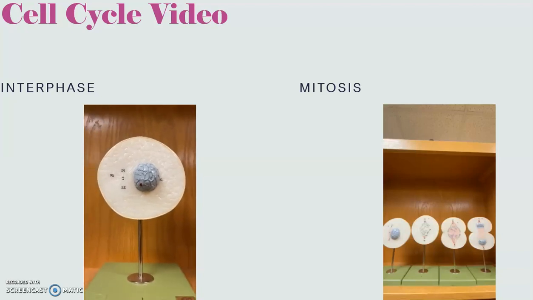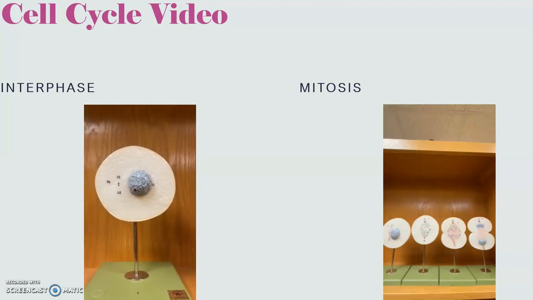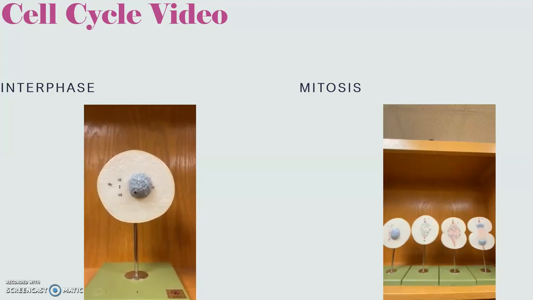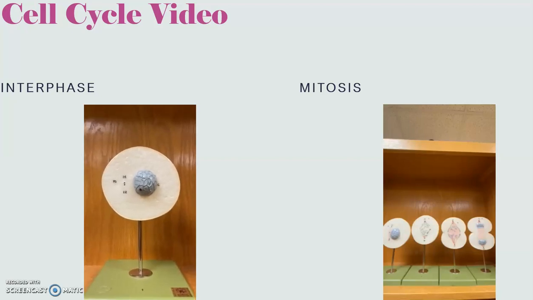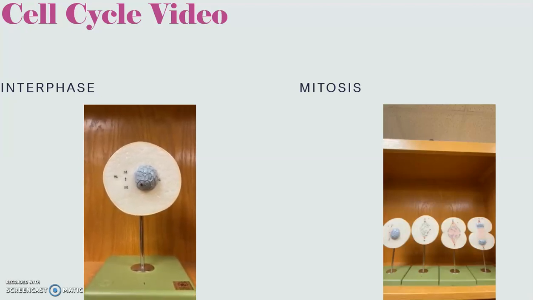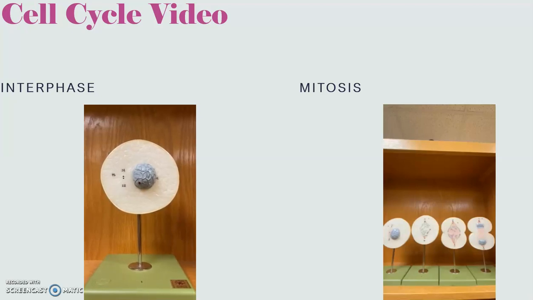The stages of the cell cycle are interphase, mitosis, and it ends with cytokinesis. Interphase is the longest of the stages. It is made up of the growth or G1 phase, the S or synthesis DNA replication phase, and then G2, the second growth gap phase.